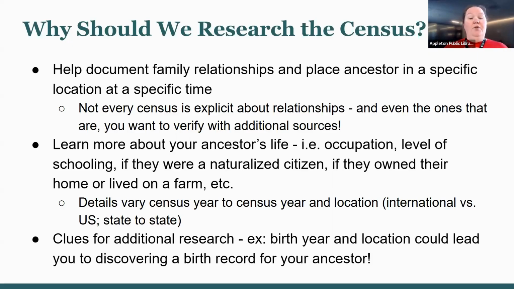You can also use the census for additional research. So it might give you some clues. In the census, it might list a birth year and a location, and that could lead you to then discovering a birth record for your ancestor. If it says they were born approximately 1901 in Wisconsin, now you have an approximate time period and at least a state to look at. Some censuses even get a little more detailed, and we'll see an example where some of them even give the county that a person is born in if you're looking at state censuses.